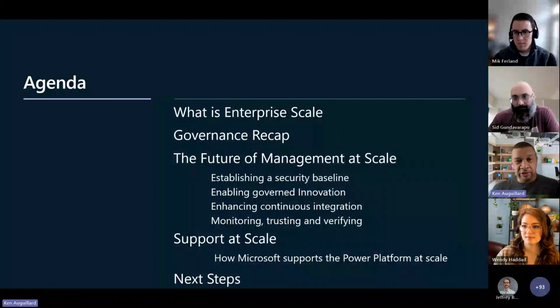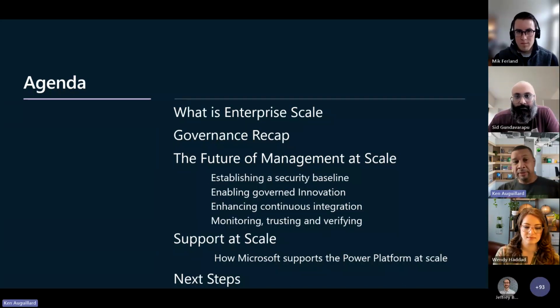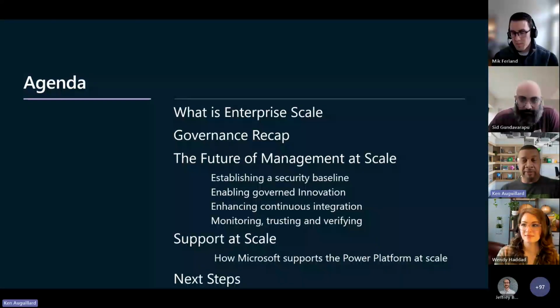With that, let's jump right in and talk about enterprise scale, and give you a quick, short recap of some of the things that we have within the platform today. Then we're going to talk about what that looks like and how you use those things, like establishing your security baseline, using governance to unlock innovation, and enhancing your integration. Later, Sid's going to talk about monitoring, verifying, and being a little bit more proactive. And then more importantly, once you've done all these things, how the heck do you support all of that? Wendy's going to come in and talk to us about how to support the platform once you have unlocked this juggernaut and are injecting innovation into your organization.